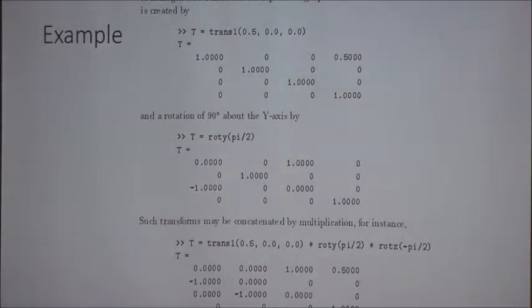Here are some examples. This is a translation of 0.5, 0, and 0, which is here. Notice that the rotation matrix is identity, which means there is no rotation. If you have a rotation of 90 degrees about the y-axis, rotY pi over 2, you have this as the rotation matrix with no translation. Such transforms may be concatenated by multiplication. For example, you have a translation of 0.5, 0, 0 followed by a rotation, followed by another rotation around the z-axis of minus 90 degrees. The total is this. So you are really multiplying three matrices here in one line.